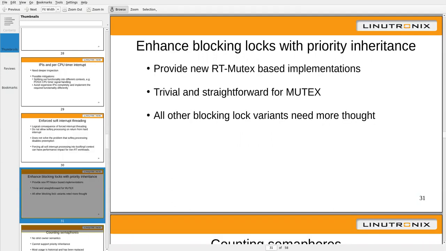So, enhance blocking locks with priority inheritance. The approach we take for that is we take the existing RT mutex implementation and just make wrappers around it, which provide the same interfaces to the kernel users, and preserve the semantics of these locking primitives for the users. But under the hood, they have an RT mutex which prevents priority inversions.